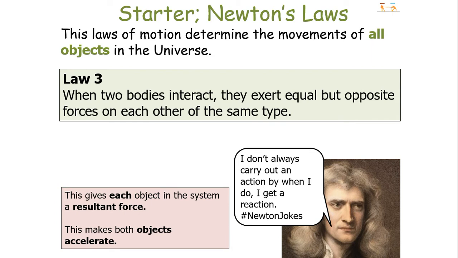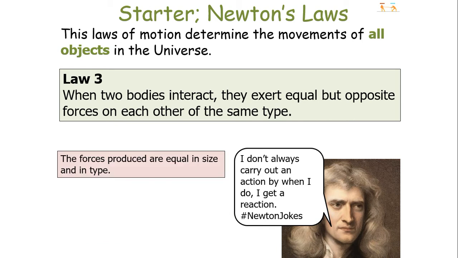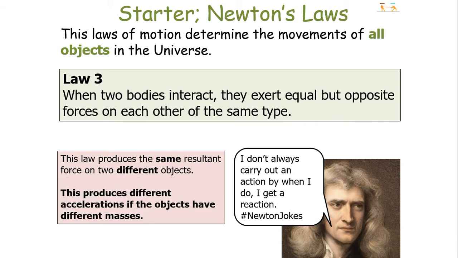Now law 3 is that when two bodies interact, they exert equal but opposite forces on each other of the same type. This gives both objects a resultant force, so it makes both objects accelerate. For this law to work, you need two objects in a system, for example, the person and the ground. The forces are equal in size and in type, but they act on two different objects and act in opposite directions. So the law produces the same resultant force on two different objects. These two objects could accelerate at different rates if they have different masses.